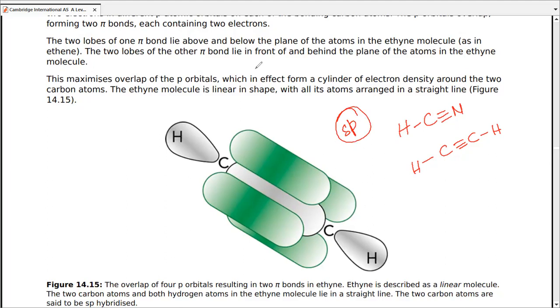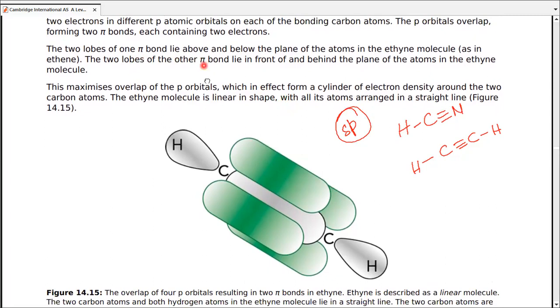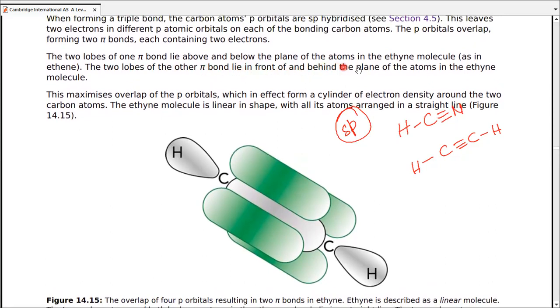Now, a couple of things that I mentioned here in the book, and I'd like to go with. The two lobes of one pi bond lie above and below the plane in the atoms of ethyne molecule. So one of them is above and one of them is below. The two lobes of the other pi bond lie in front and behind of the plane. That is another way of telling it. If you're talking about it as a whole in a three-dimensional pattern, telling one of them above, one below, one in front, and one behind gives you a very good idea how that works. It means it is surrounded from four sides and not just top and bottom.